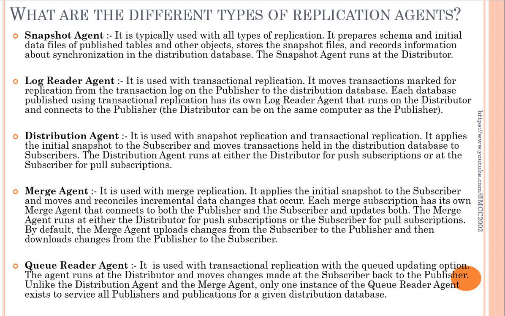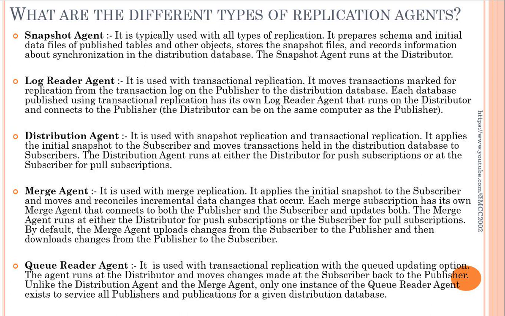So it is a very frequently asked question on the replication side for L2 and L3 DBAs. Everyone used to ask this question: what are the different types of replication agents in SQL Server? So you can answer that as snapshot agent, log reader agent, distribution agent, merge agent, and queue reader agent. So these are five agents that are used in different types of SQL Server replication.